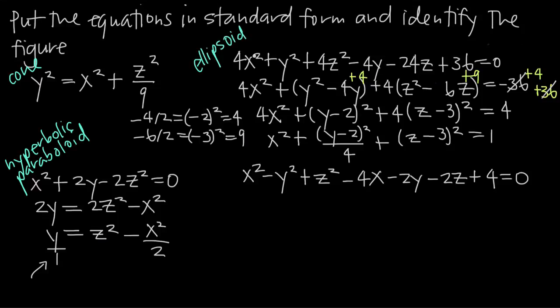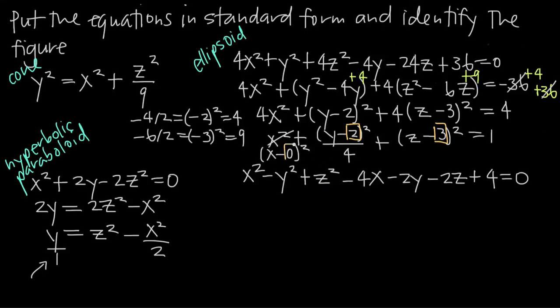And if we wanted to give more information about it, what we can do is grab from our standard form equation these values here. We have y minus 2, z minus 3, and if we realize here that this x squared, we could call it instead x minus 0 quantity squared.